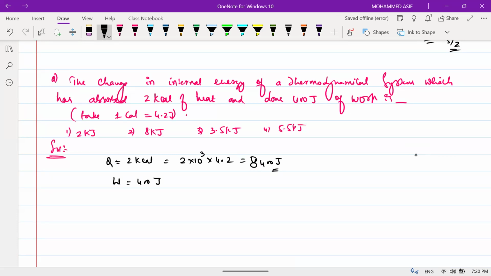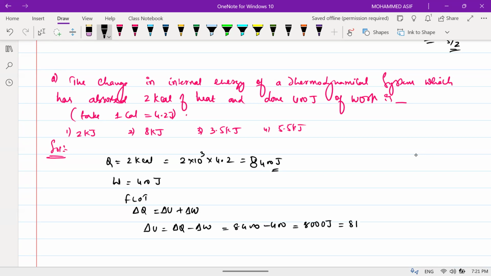It is asking the internal energy. Apply the first law of thermodynamics. Delta Q equals delta U plus delta W. Therefore delta U equals delta Q minus delta W. Delta Q is 8400, work done is 400. So that will be 8000 joules, which means 8 kilojoules will be the answer. Clear, beta?